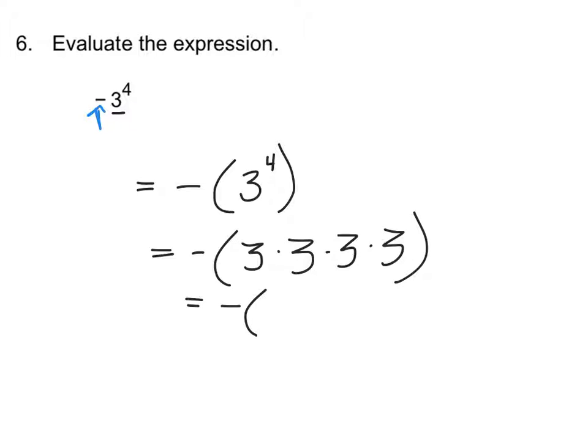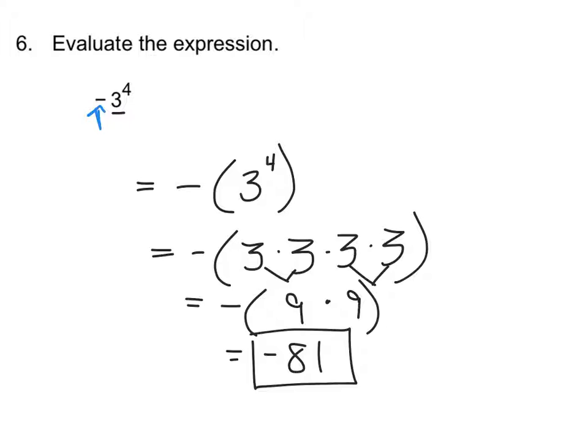Then we would get 3 times 3 is 9. And then the other 3 times 3 is also 9. So this becomes -81. And this is our final answer.